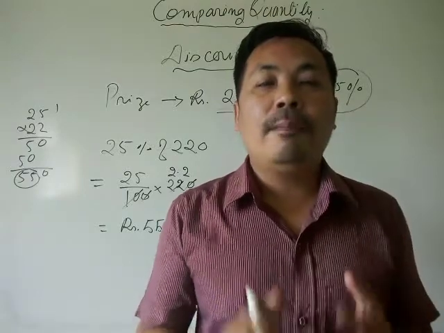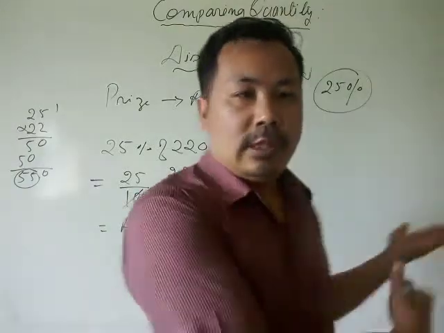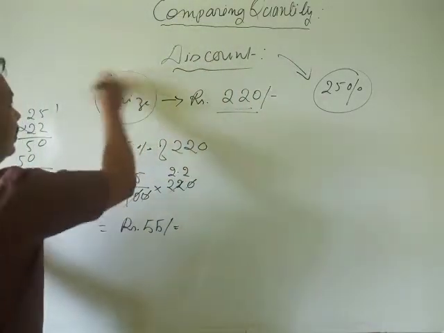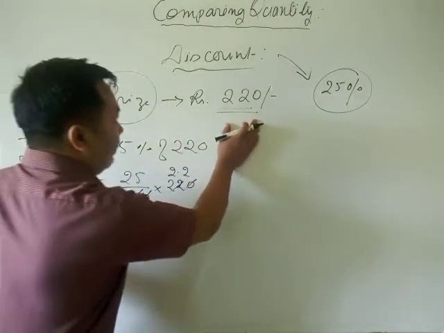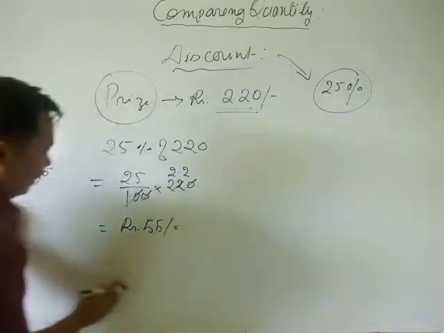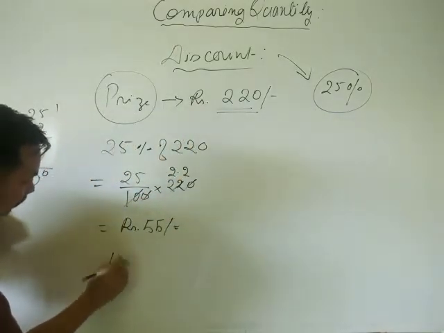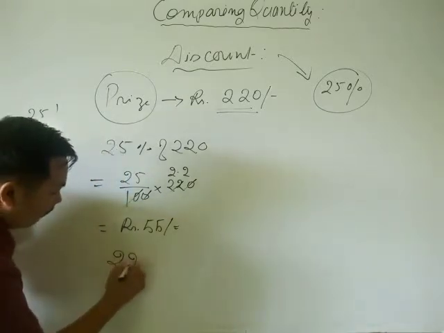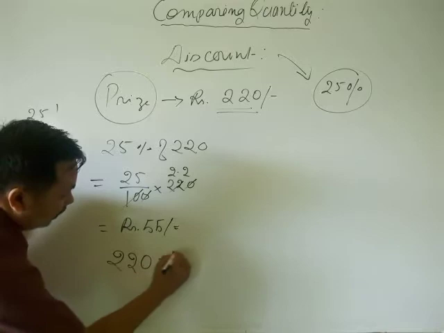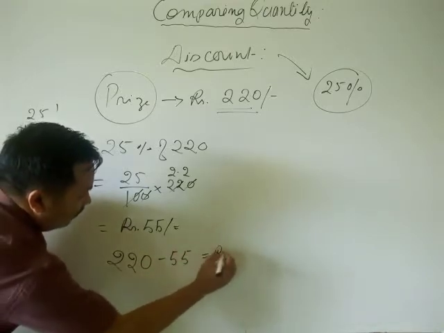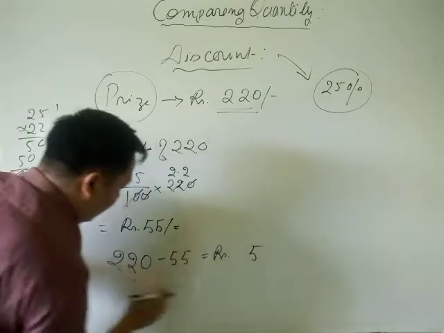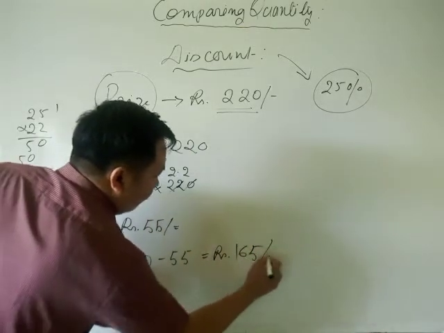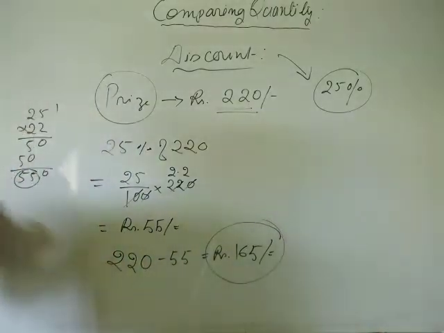It's not that you will get the thing for 55 rupees. You have to subtract this amount from the original price. Let us see how much we'll give for that particular thing. If it has a discount of 25%, then you need to subtract 55 from 220. How much do you get? 165 is the price now.